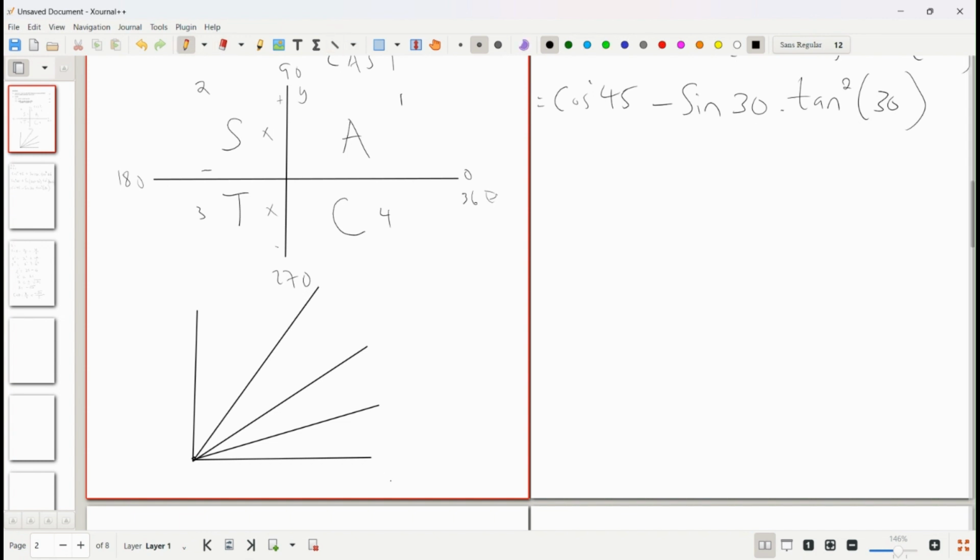Okay, let me label it. This is the 30 degrees. This one is the 45 degrees. These are special angles. And this one is the 60 degrees. I'm sorry if this one is not that visible, but I hope it makes sense.